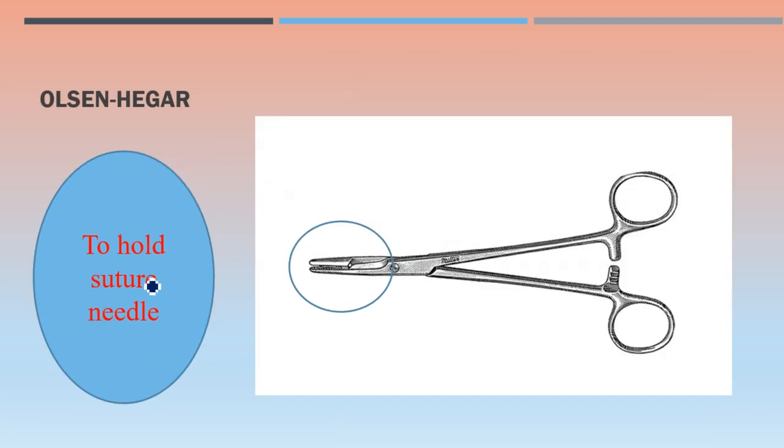Then Olsen-Hegar, again to hold the suture needle and for cutting purpose also. Here you can see the distal most part is for holding the suture needle, and this portion is used as a scissor for cutting something, right? So cutting facility as well as holding facility are both available in this Olsen-Hegar needle holder. Obviously the lock is there.